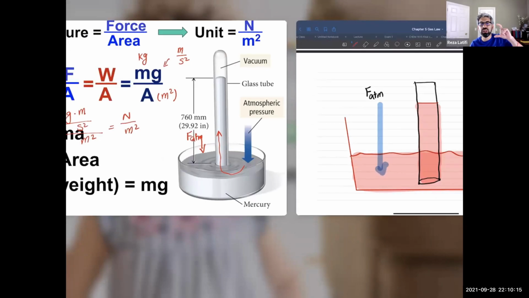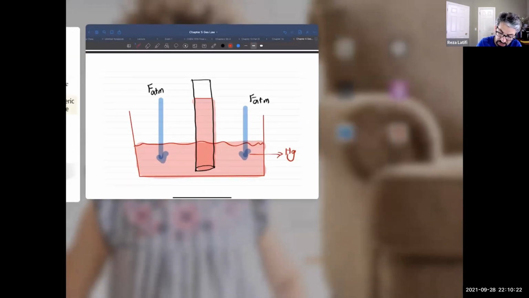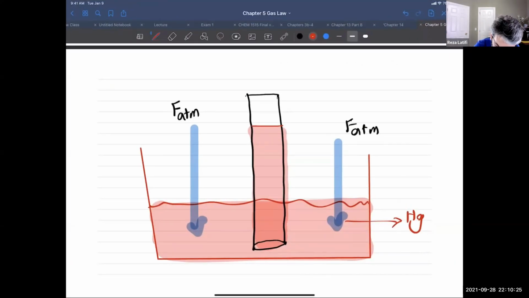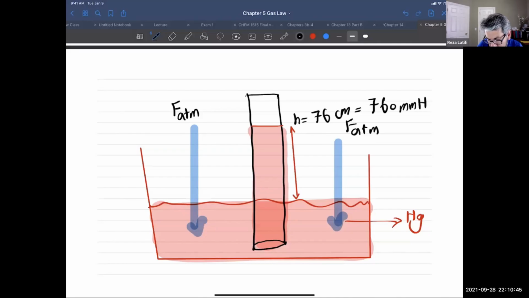The height of that mercury inside the column, from the surface of the mercury, is equal to 76 centimeters or 760 millimeters of mercury. If this height h reaches 76 centimeters, it will stop and it will not go up anymore. Why? Because gravity is pulling it down.